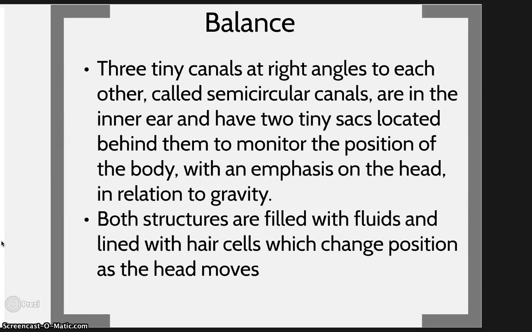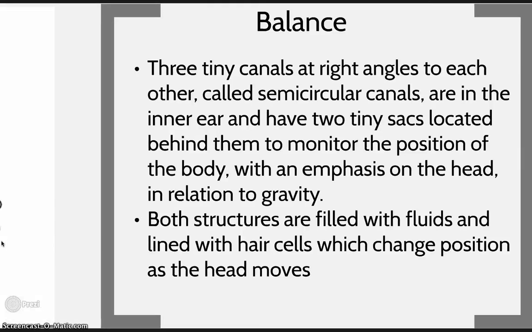The ear also controls balance. The three canals at right angles to each other, called semicircular canals, are in the inner ear and have two sacs located behind them to monitor the position of the body, with an emphasis on the head in relation to gravity. Both structures are filled with fluids and lined with hair cells, which change positions as the head moves.